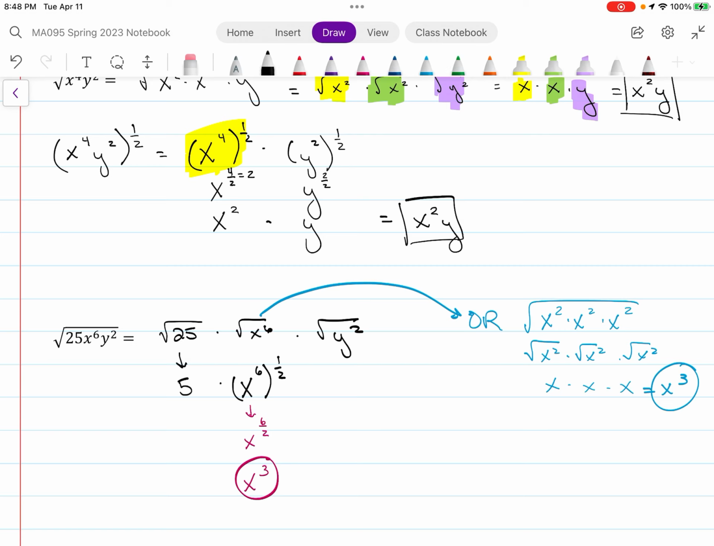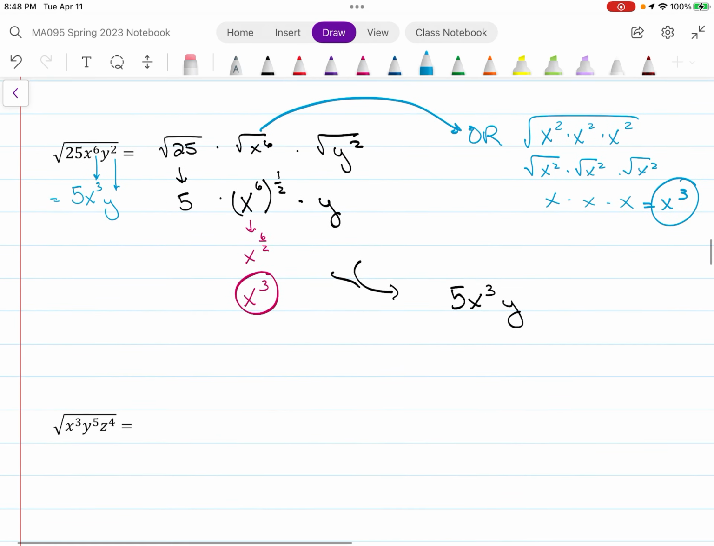All right, so square root of y squared then is y. So now this whole thing, let's write it all together. We get 5x cubed y. So I want you to notice this. Let's just write it right below. This equals 5x cubed y. What happened to the 6 and what happened to the 2? It's just half, right? So if it's an even number, it's just going to be half. All right, so why don't you try that one? See what you can do with it. There's a couple of odd numbers, so think about what you might do.